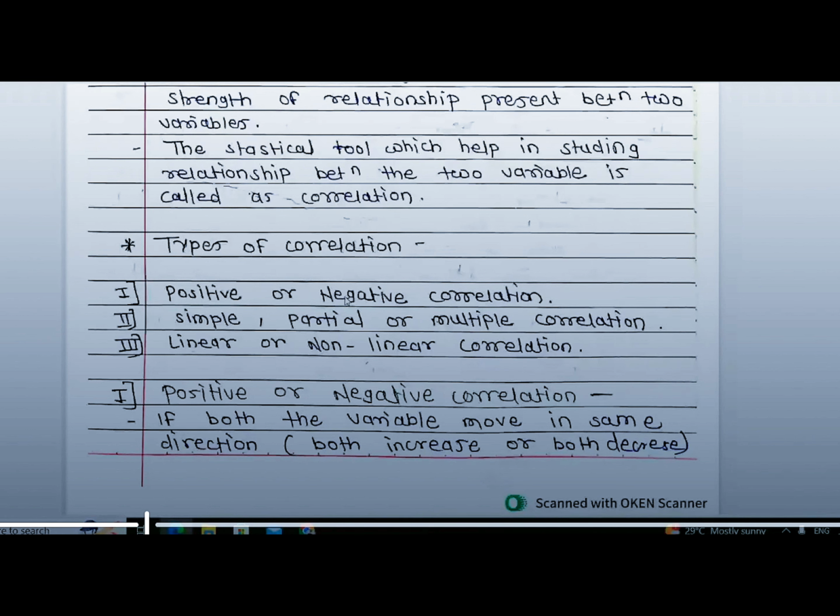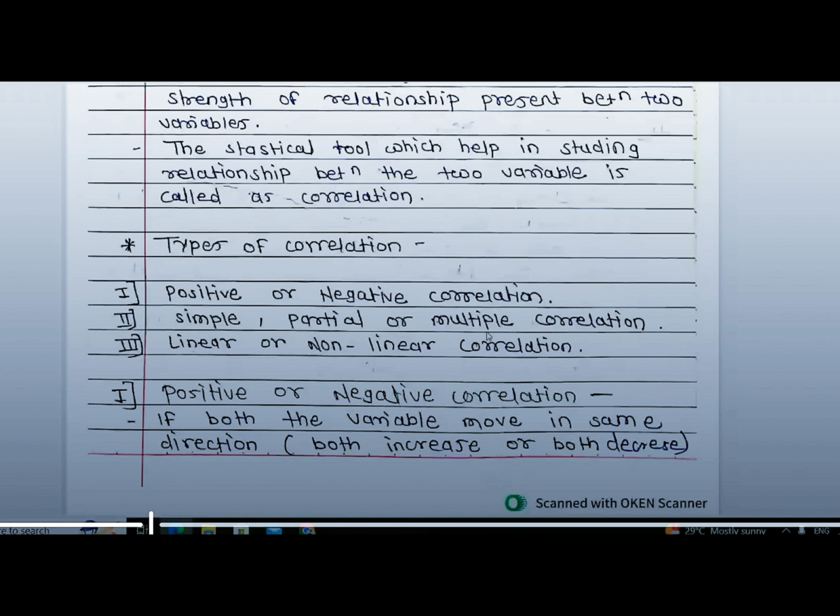Many types of negative correlation are also present in biological sciences. I'm going to discuss all of them afterward. So it is called positive if both the variables are moving in the same direction, and negative if both are moving in opposite direction. Then another type of correlation is simple, partial, and multiple.